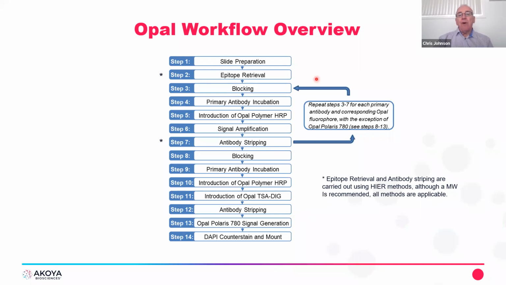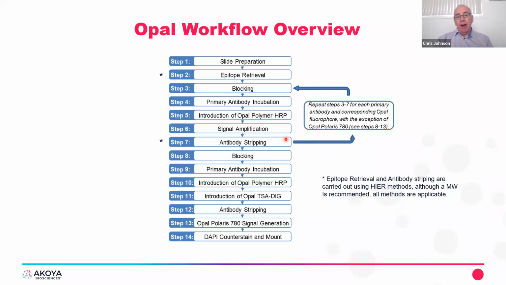The workflow itself follows very much a normal immunohistochemistry method. So slide prep, epitope retrieval, blocking, primary introduction, incubation could be for an hour at room temperature. For harder antibodies, it could be 4 hours, or overnight at 4 degrees, depending on what your antibody is. Introduction of your Opal secondary, your amplification with your Opal dye, and then the antibody stripping.